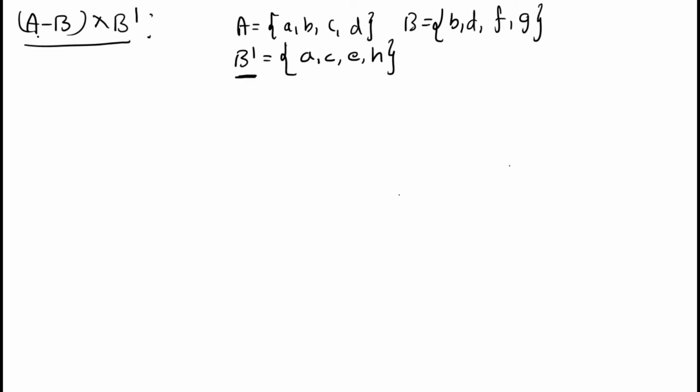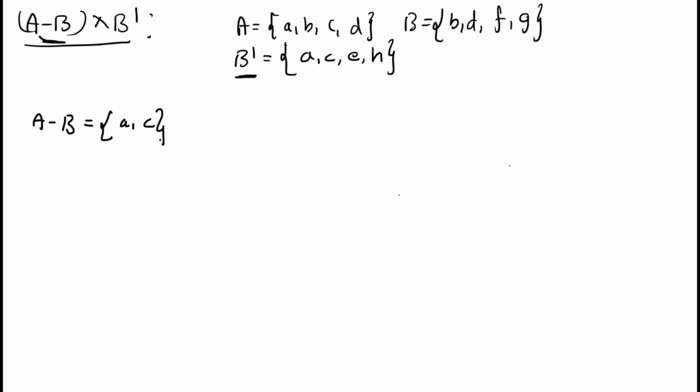Okay, first what you have to calculate, see, A minus B. So A minus B is equal to, what's the meaning of A minus B? Elements of A which are not elements of B. Okay, so you need to write all the elements of A that are not in B. So you can write A, B is there, then C. Okay, D also there in B.